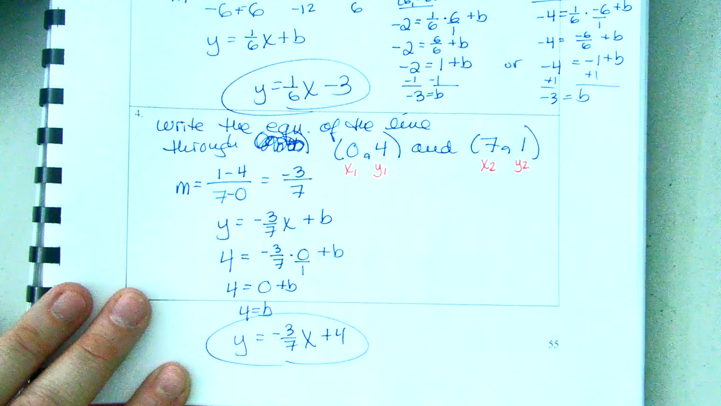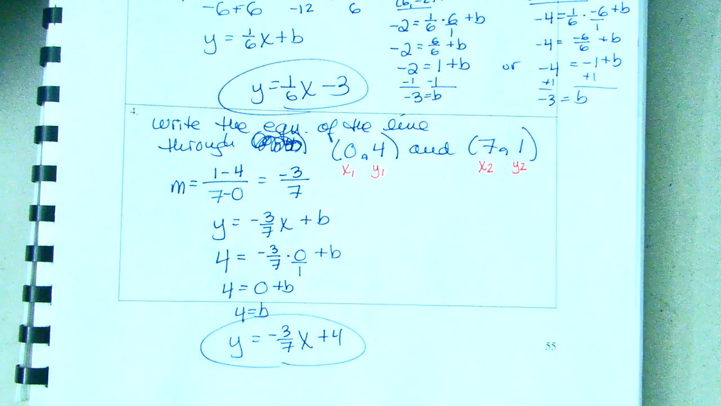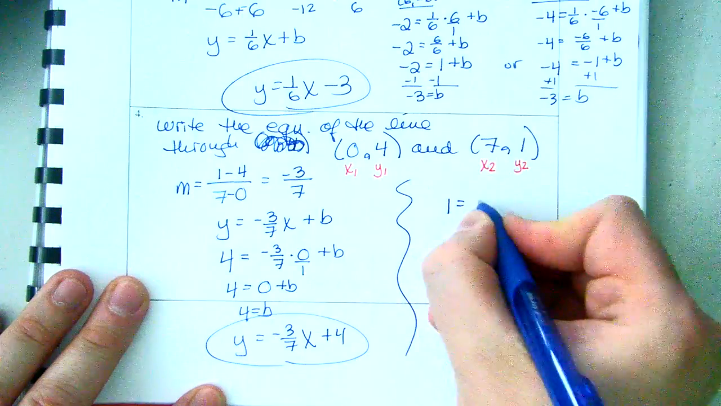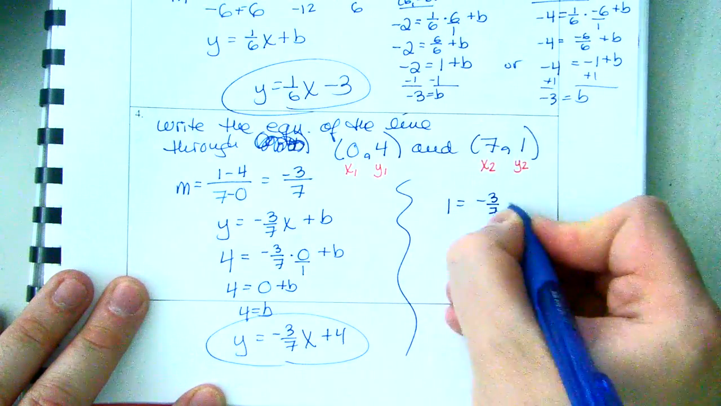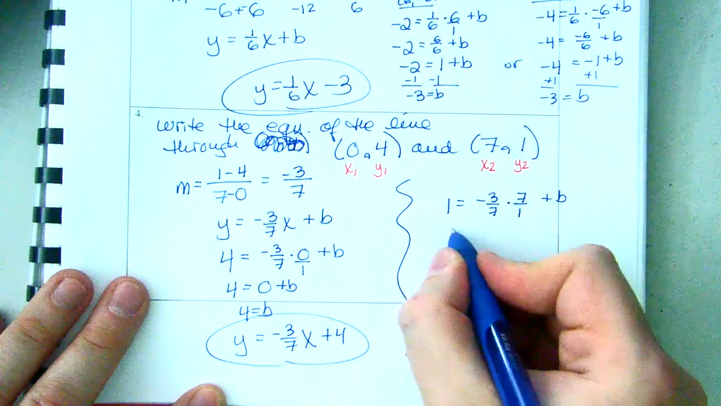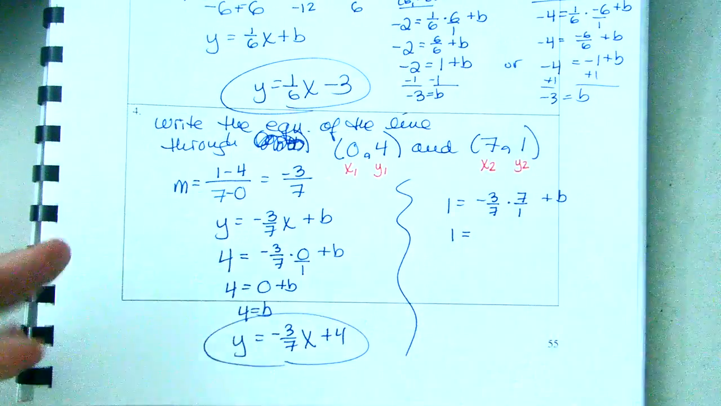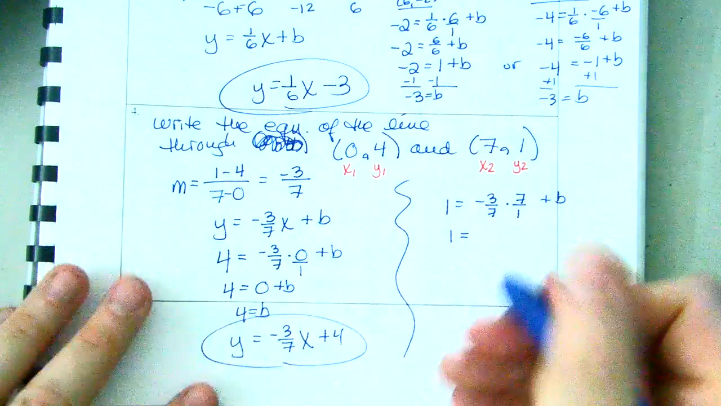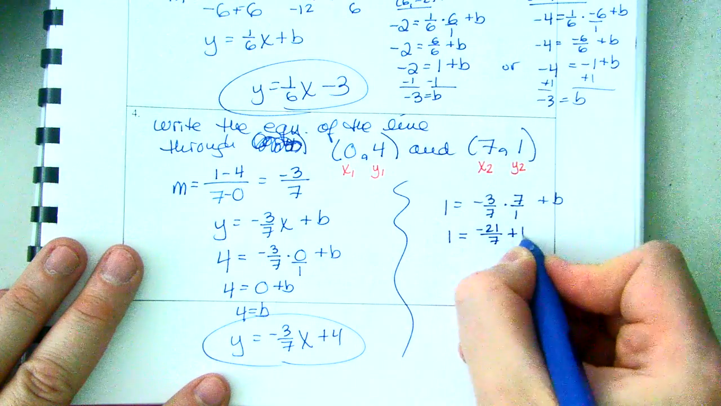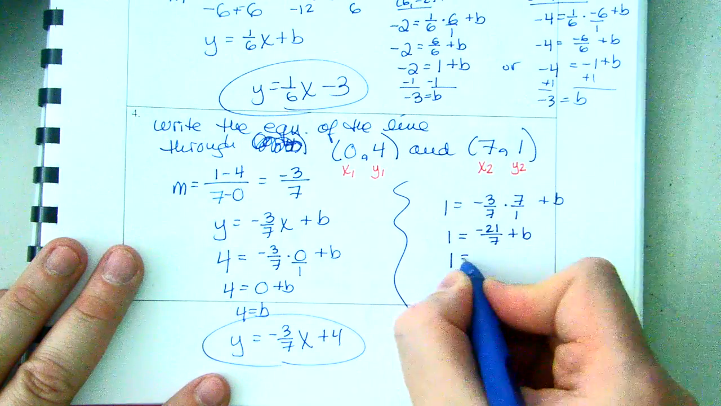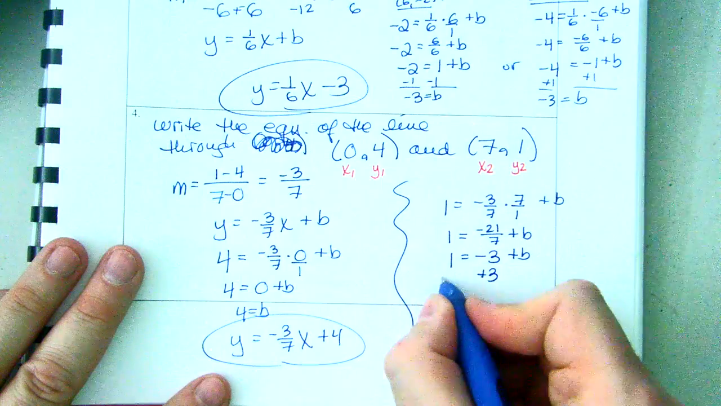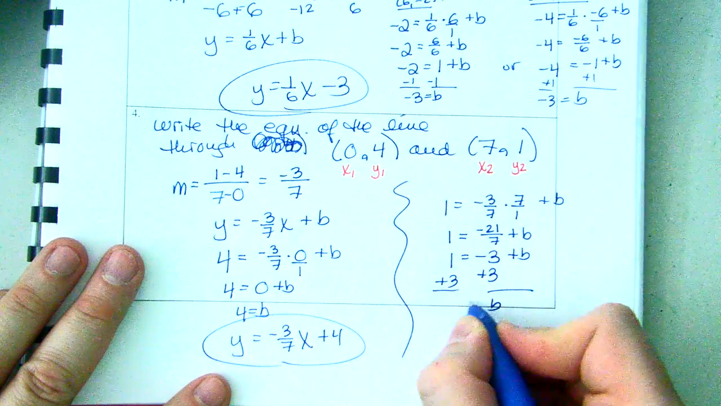There is something I do want to talk to you guys about with that one. If you use the other point, you would say 1 equals negative 3/7 times 7 plus b. I'll turn my 7 into 7 over 1. I saw a lot of these when I was walking around. It's fine. I'm just looking for easier ways to do things. Negative 21 over 7 plus b. And negative 21 over 7 should be negative 3. Add 3, add 3. Still getting 4.